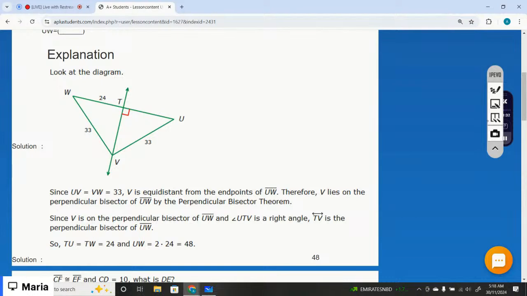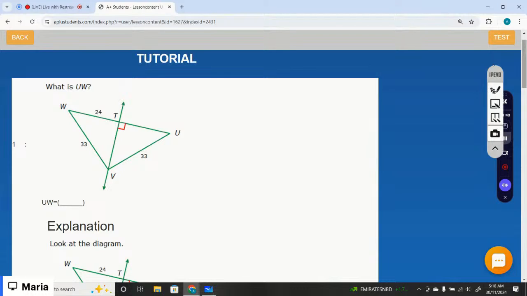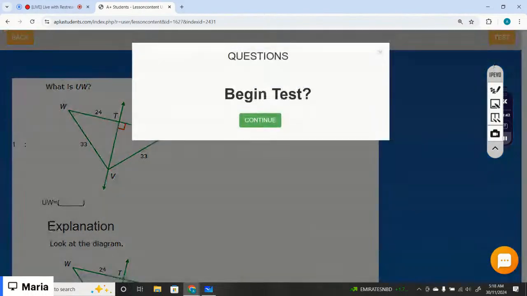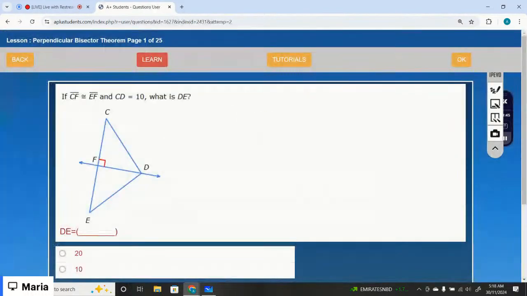Let's just start with the test questions. If CF and EF are perpendicular and CD equals 10, then DE is also 10.